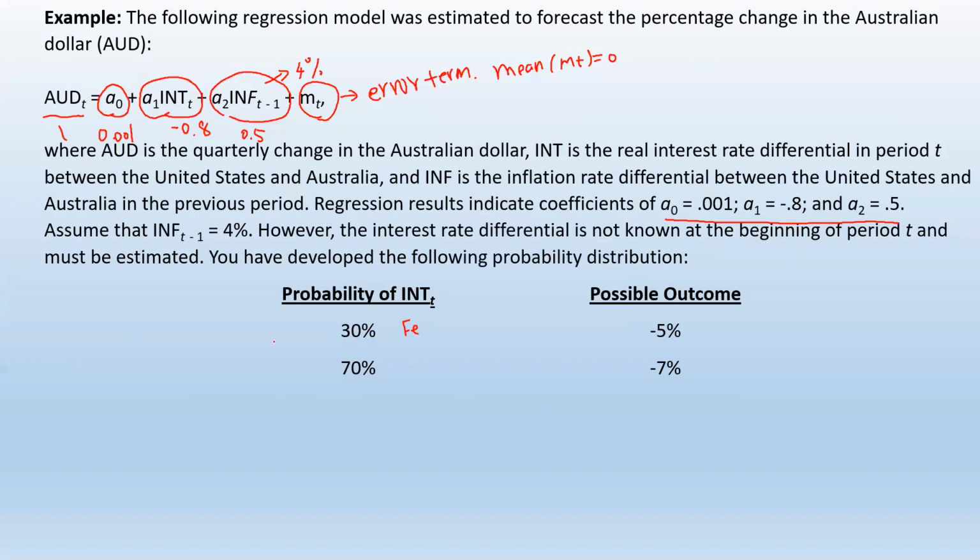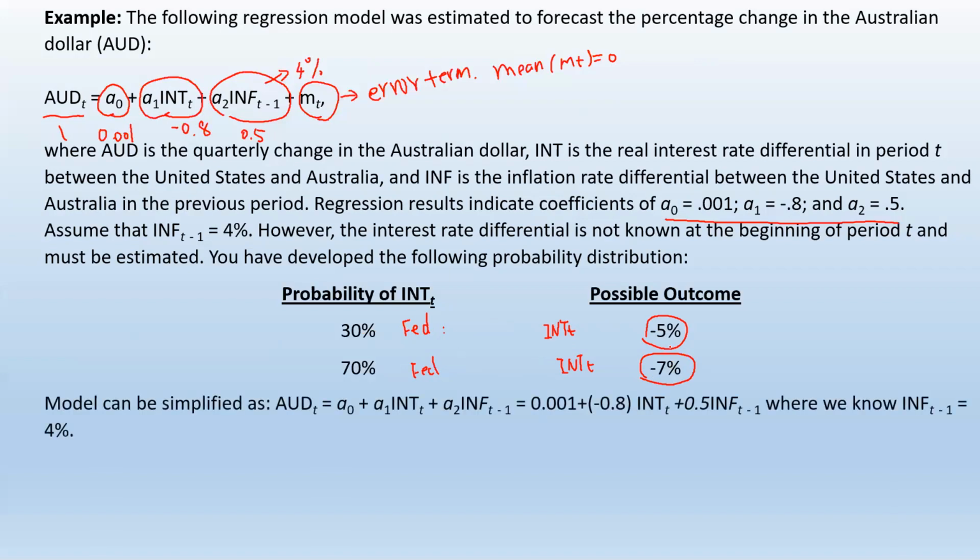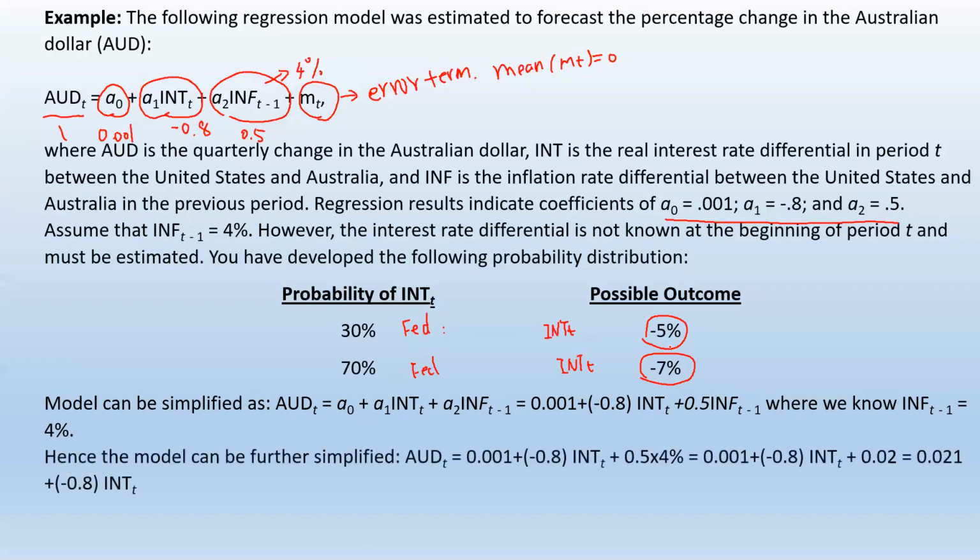There's a 30% probability that the Fed will set the interest rate so that the interest rate differential is -5%. This is the interest rate differential. There's also a 70% chance that the Fed will set the interest rate differential as -7%. So there are two scenarios, and then we can plug those numbers into the model.